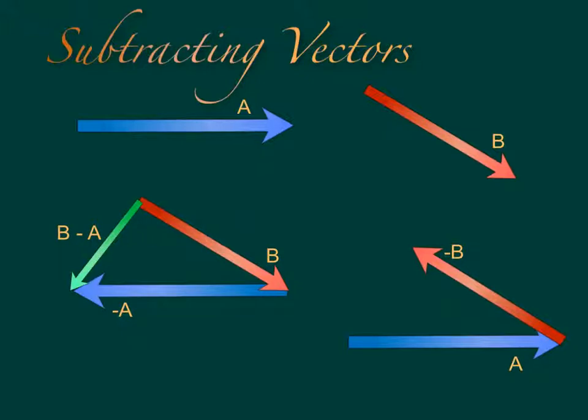So when we do that, we get them together like this. And we started over here, went along, and then went up. So we have the equivalent of going from that start point to that end point. And we get a green vector now that represents A minus B. And you can see that B minus A and A minus B are actually opposites of each other.